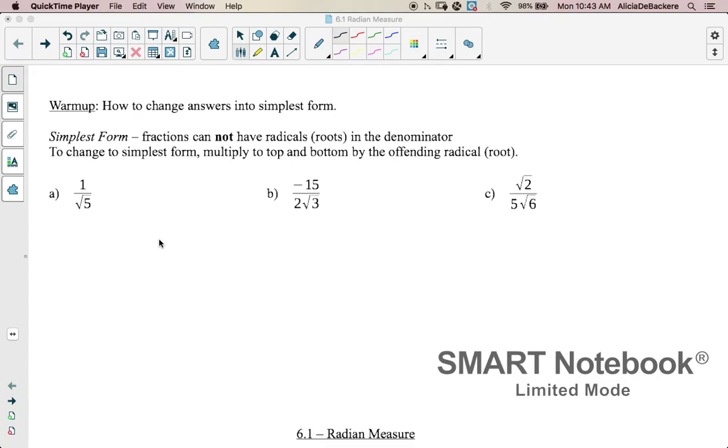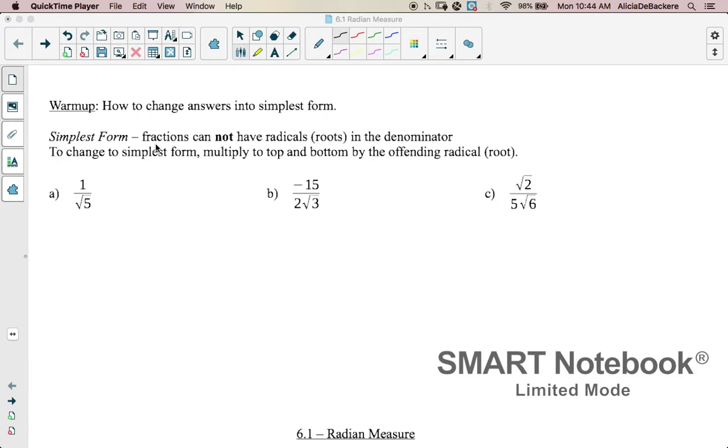Okay, welcome to lesson 6.1 on radian measure. We're going to start today's lesson with a warm-up on how to change answers into simplest form. Simplest form just means that fractions can't have radicals or roots in the denominator. We've already seen that fractions have to be in lowest terms, that there can't be a negative in the denominator, that kind of thing.